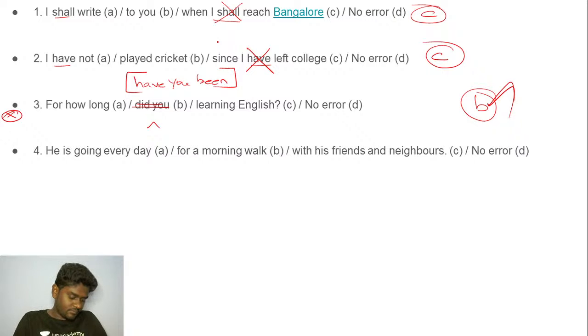Okay, clear everybody? Kindly give me a thumbs up if you're clear with this. Yep, don't make a mistake here. This did you should be replaced with have you been. For how long have you been learning English?